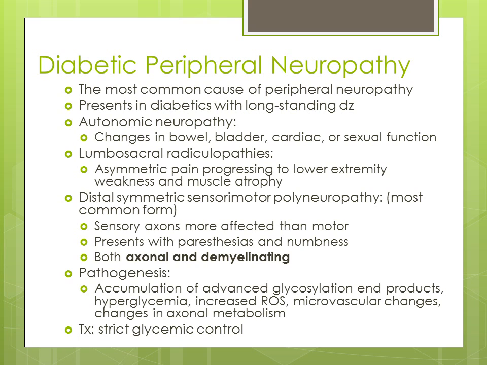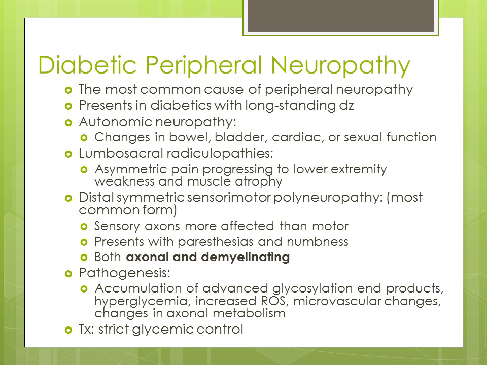And then they can also have something called lumbosacral radiculopathies, and this will be something that kind of starts in the lumbosacral region, and it's an asymmetric pain that progresses into the lower extremity, and there can be weakness and muscle atrophy. This can very much affect one's ability to stand up from sitting.